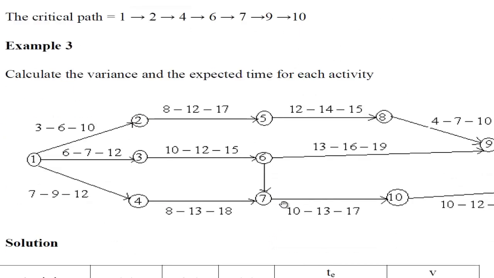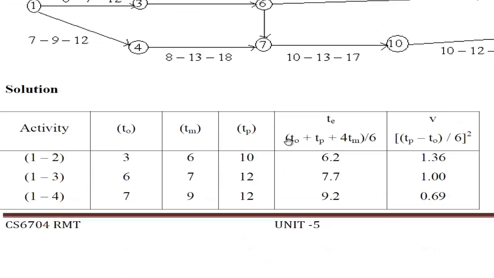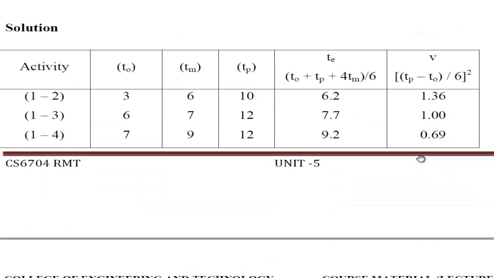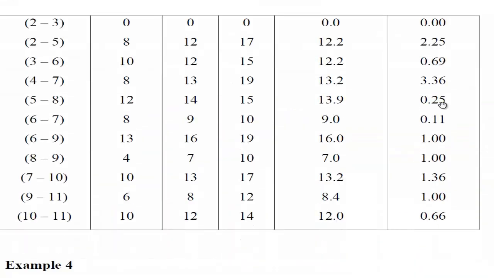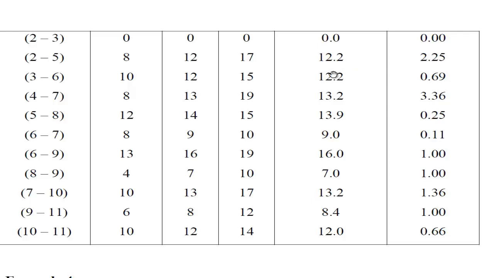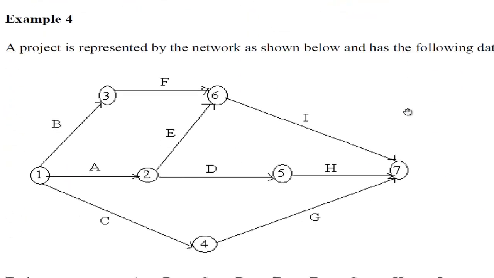Okay, there's one more example here in this PDF. Calculate the variance and the expected time for each activity. You have to calculate only the expected time and variance. So they have the 3 times, you calculate the expected time and variance. Okay, pause the video and just check it out. We don't have to calculate the critical path, so we don't need the slack and everything. We just need the expected time and the variance.